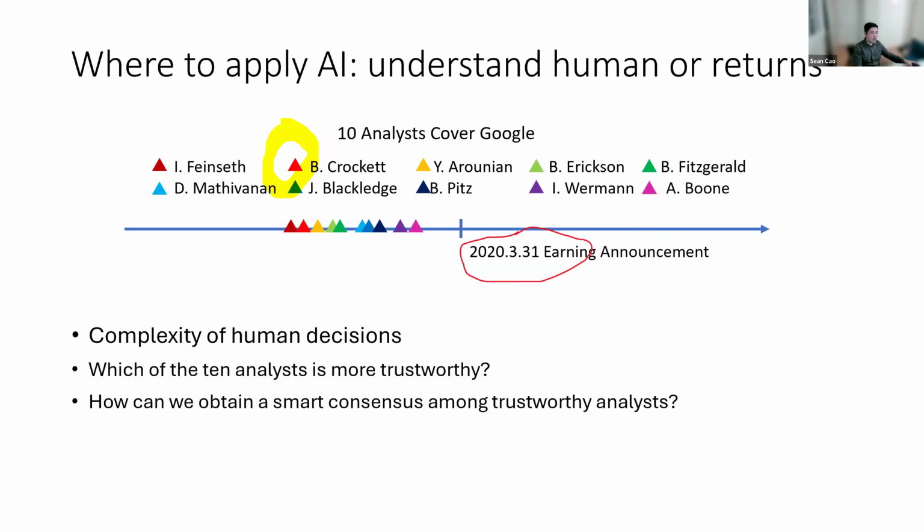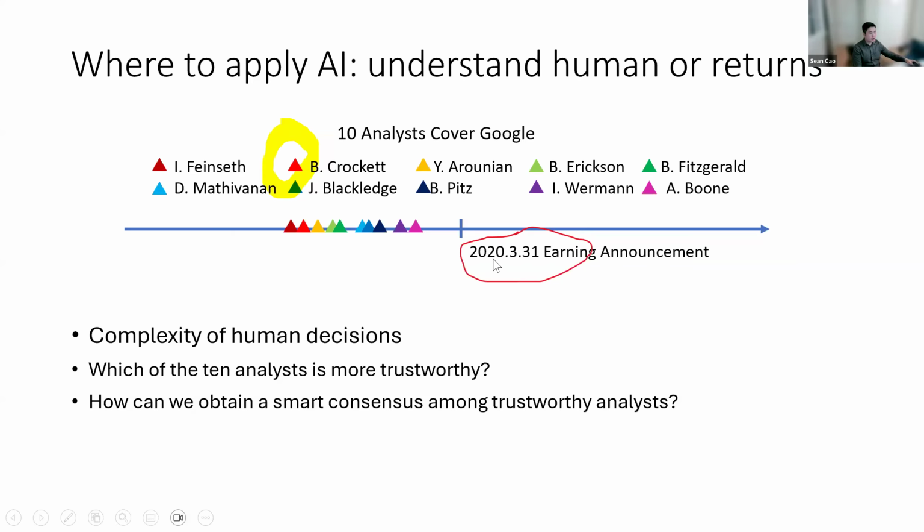Instead of predicting the earnings and the stock returns, as most people do, we're trying to understand, out of 10 analysts, we're trying to use the machine to understand the human instead of using machine to predict stock returns. Let me explain a little bit what's the background. So you can see that this is a company. Let's say this is Google. So there are 10 analysts of the Google trying to give a forecast.